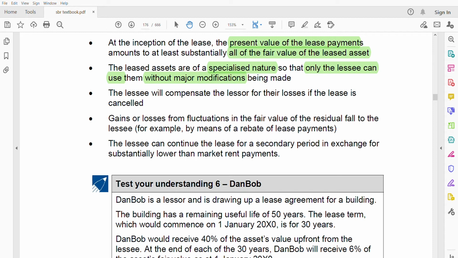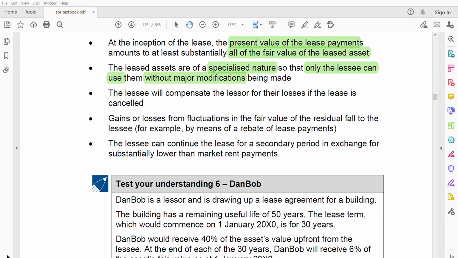That means without doing major modifications, only the lessee can use it. You are not supposed to change it so much. It's like custom made, right? When you custom make something, you cannot sell it. Even if it is not sold to that particular customer, you cannot sell it to someone else. In the same way, if this leased asset is of specialized nature, it is more like a finance lease because they will definitely take the ownership of that asset at the end. It's very likely that the lessee will take ownership of that specialized leased asset.